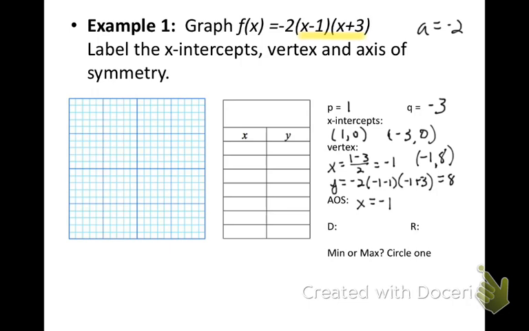Alright, now we're ready to graph, and we have our 3 points. So in this form, we'll only use 3 points because we have 3 great points. So there's our first intercept, then we've got our vertex, and then our second intercept.